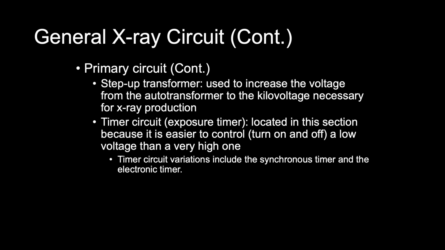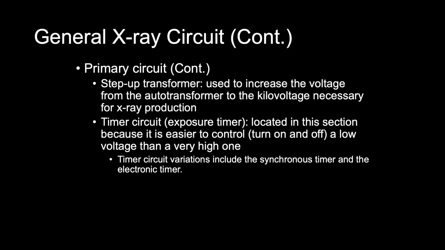There are several variations of the exposure timer. The first variation is a synchronous timer. This is based on a synchronous motor. The motor is designed to turn a shaft at precisely 60 revolutions per second, and this shaft turns a disc, which is connected to on and off switches, through reduction gears. The exposure time selected determines the reduction gear used, and therefore the time it takes the disc to move from the on switch to the off switch.